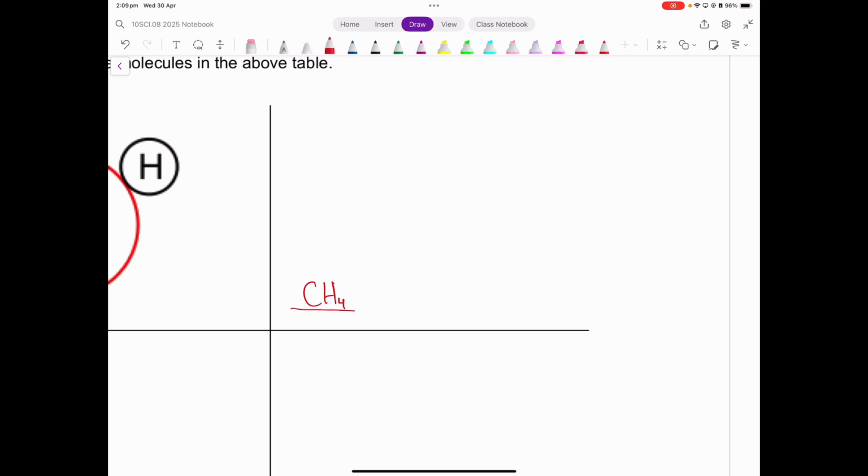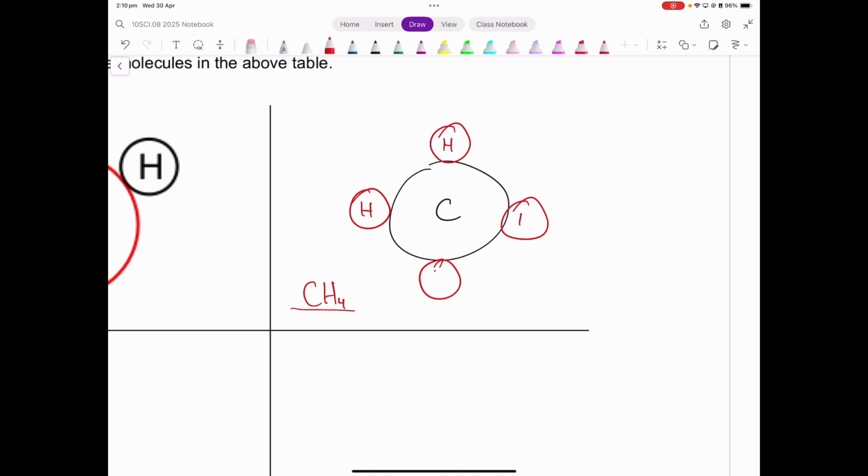When we talk about CH4, how many carbons are there in CH4? 1. So I'm going to draw a big carbon in the middle here. And how many hydrogens are bound to this carbon? 4. So I'm going to draw 1, 2, 3, 4 hydrogens spread evenly around that carbon. Do you need to know the structure? No. But this is just more to help you visualize and see that 1 carbon is bound to 4 hydrogens.